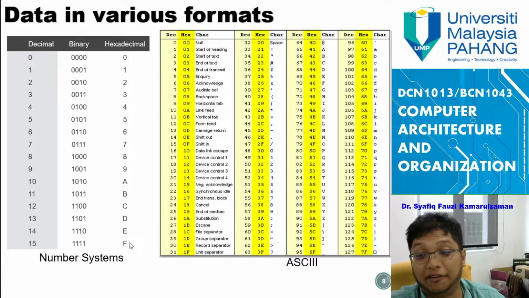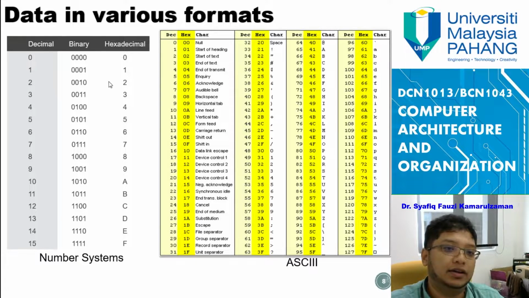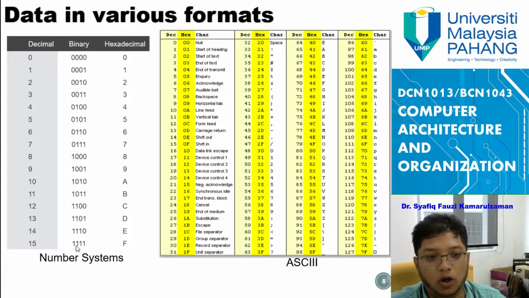So what is after F? After F is 1, 0, and then it continues up until 1F, and after 1F becomes 2, 0. So here is the hexadecimal for ASCII. Each hexadecimal digit is represented by 4 binary bits. So 0 is all 0s, 1 is 0001, 2 is 0010, up until F, where all ones represent an F.